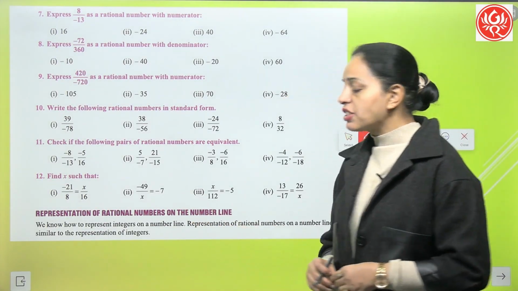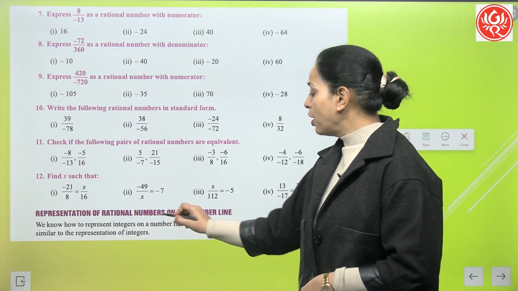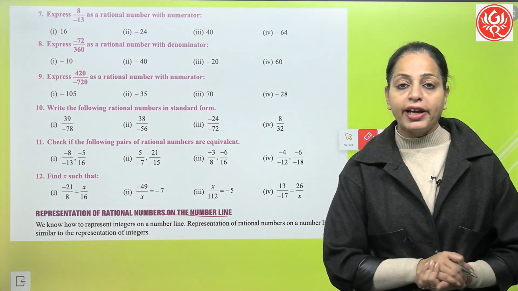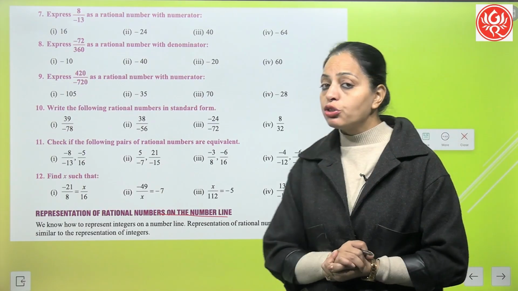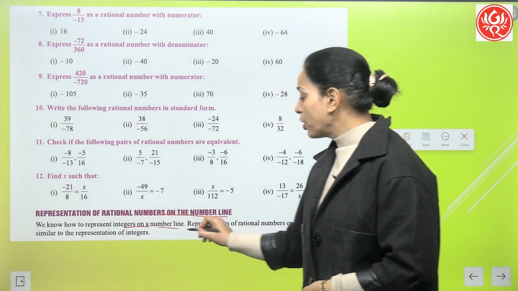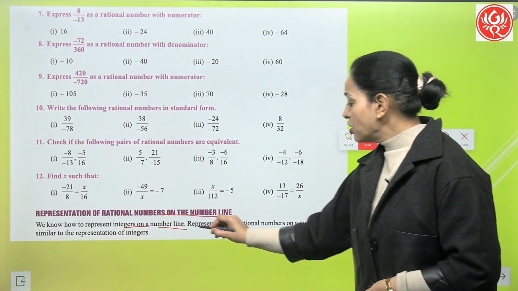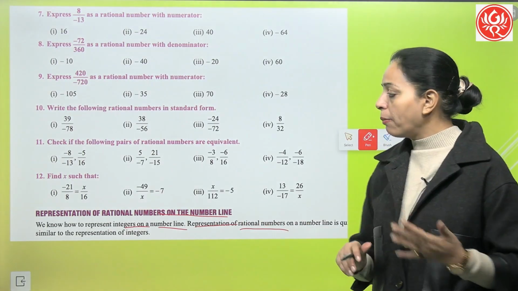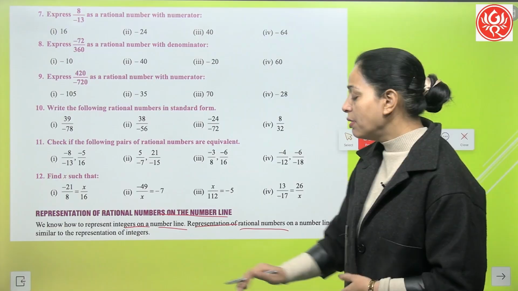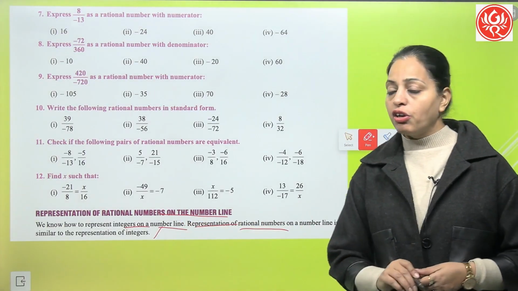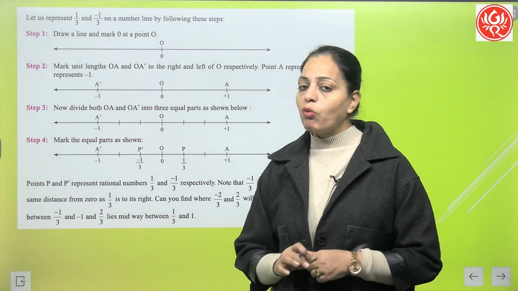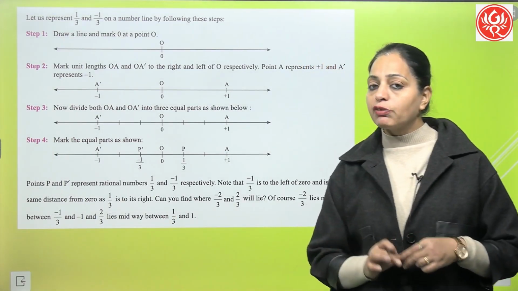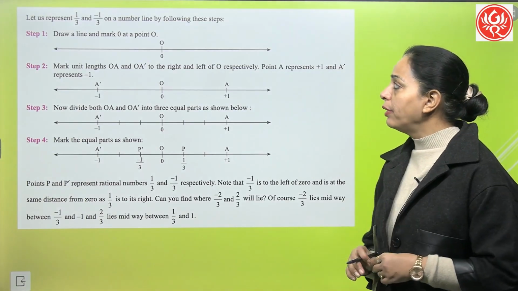Now come to next, representation of rational numbers on the number line. Very interesting topic. Now we know how to represent integers on a number line. So representation of rational numbers on a number line is quite similar to the representation of integers. Let's see. Here let us represent 1 upon 3 and minus 1 upon 3 on a number line.